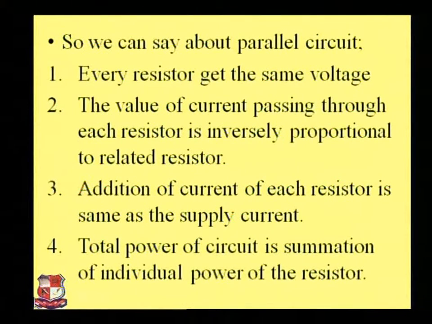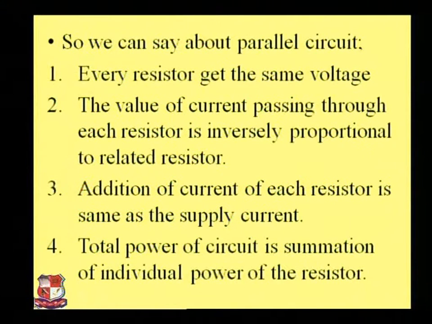Some of the facts for the parallel circuit are like this. Every resistor gets the same voltage. This is the first truth for the parallel circuit. The current passing through each resistor is inversely proportional to the resistance, so the value of the current is different. The sum of the currents in each resistor is the same as the supplied current. Whatever the branching, I1, I2, I3, I4 or IN, the summation of all the currents becomes the equivalent current passing through your supply voltage V.